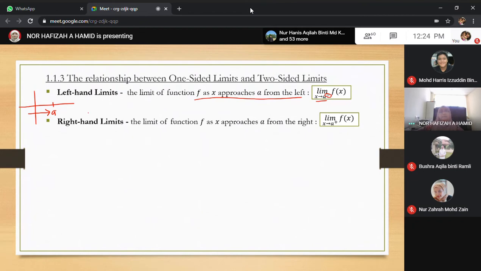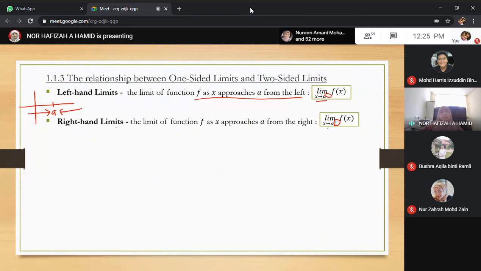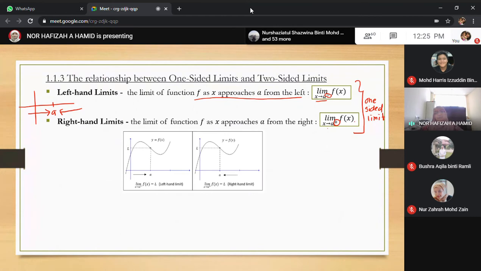Okay, so for the right-hand limit, the notation is limit x approaches a plus, or a positive. If there is a positive symbol, it represents approaching a from the right, or values greater than a. So from the right, the values will be greater than a. We call this the right-hand limit. So these two we call one-sided limits. There are two one-sided limits: one is the left-hand limit, another is the right-hand limit. Okay, so this is based on the graph.